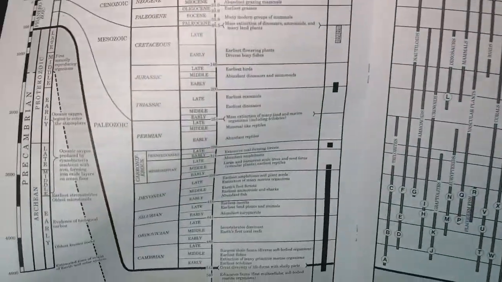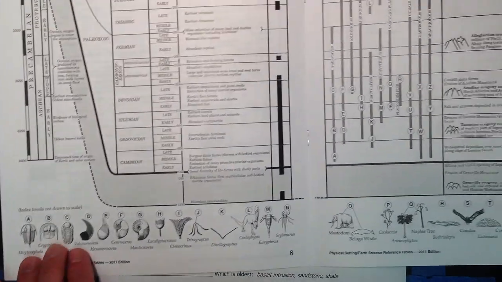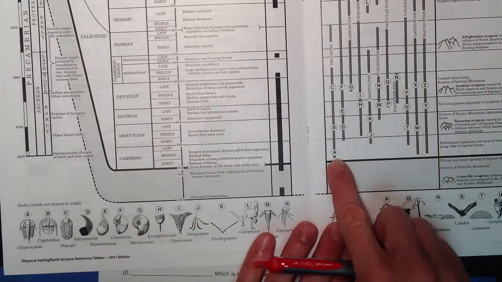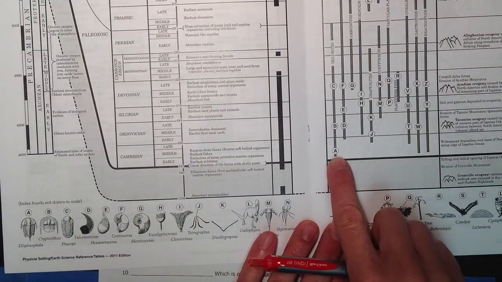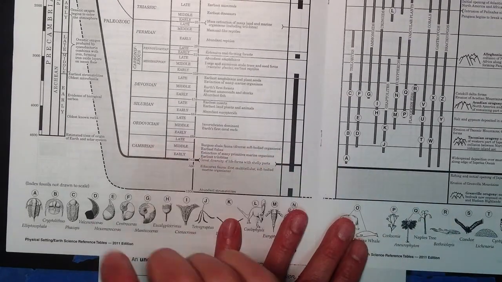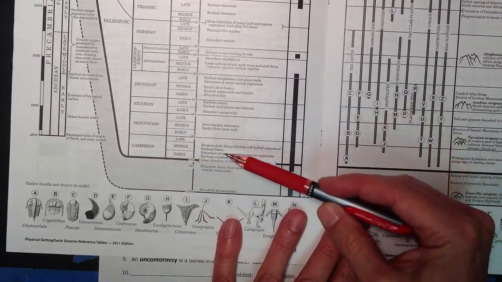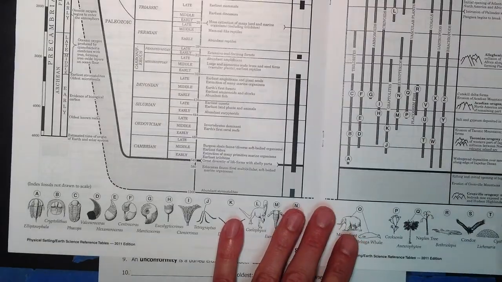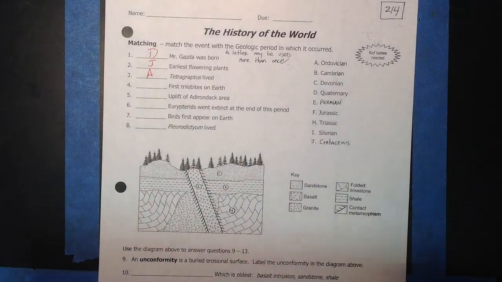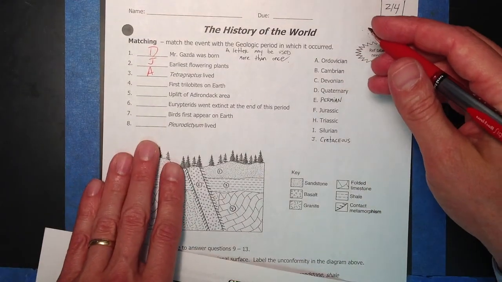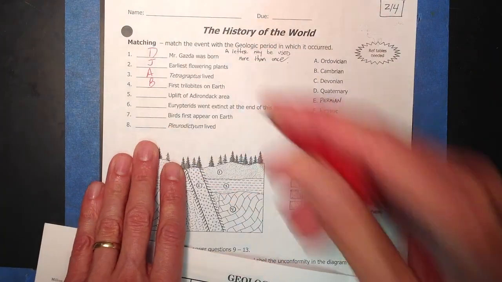First trilobites on Earth. So these you're going to see, trilobites are here. You see the first ones right here. That's in the Cambrian. You're going to see this one too, earliest trilobites right here. That should be Cambrian. What choice is that? Cambrian is B. So four should be B.